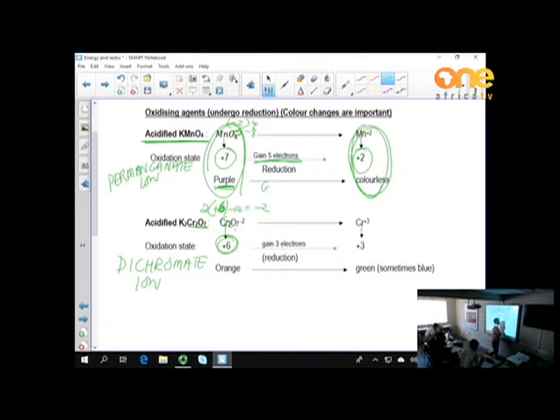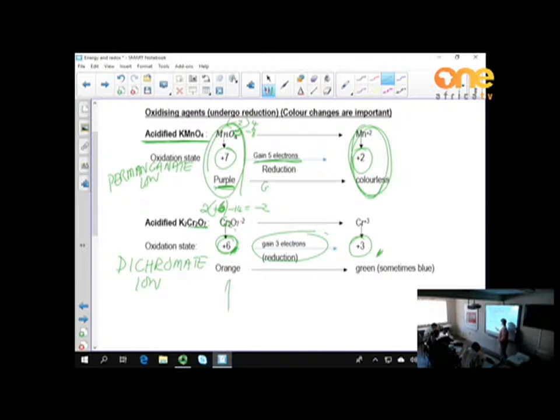If we go and look at the chromium ion over here, it has an oxidation state of +3. Well, to go from +6 to +3, it needs to gain 3 electrons. Gaining of electrons is reduction.